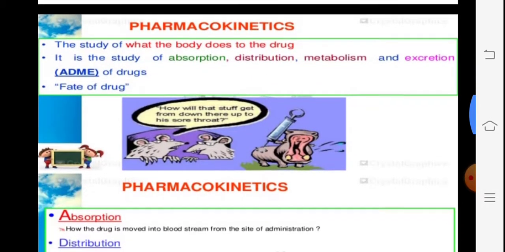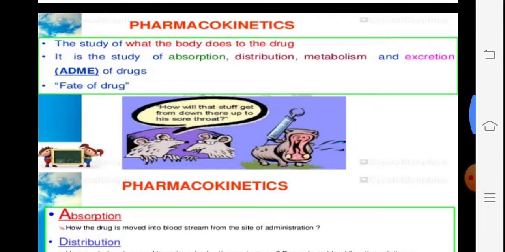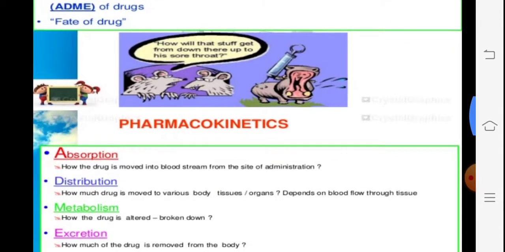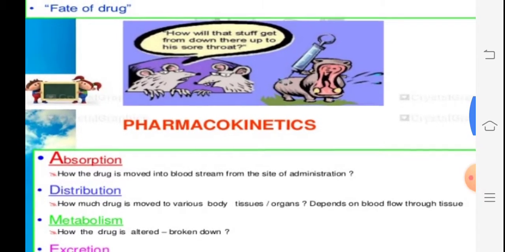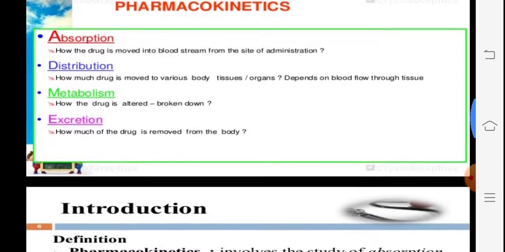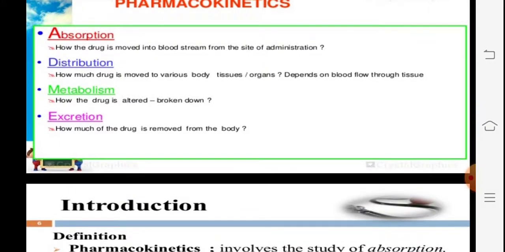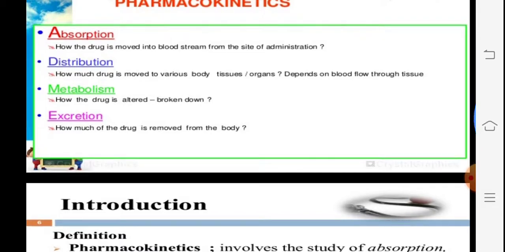Then in pharmacokinetics, what the body does to the drug: absorption, distribution, metabolism, and excretion, ADME, of the drug. Suppose the injection is given, you observe how it goes, either in animals or humans. Absorption means how the drug is moved into the bloodstream from the site of administration. Suppose we are taking it in the hand or the back side, so that is how it is absorbed.